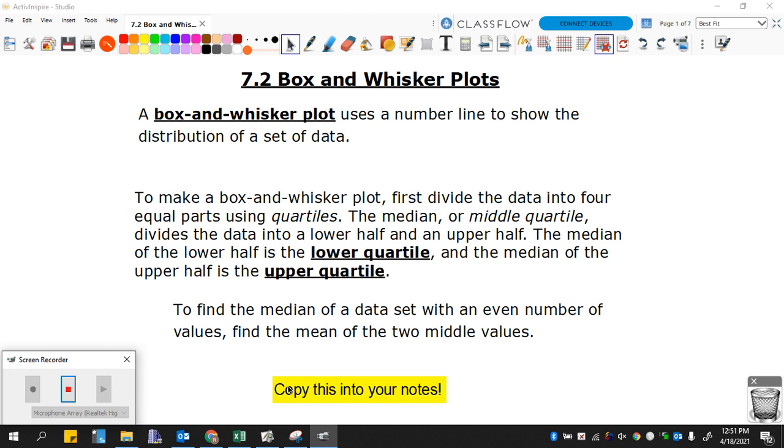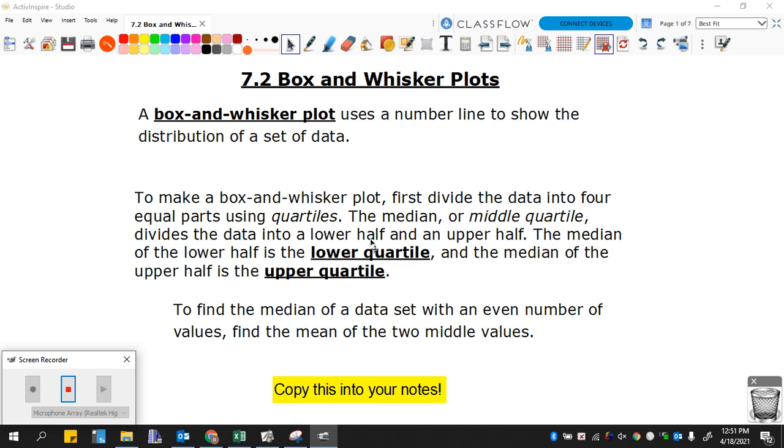All right, in this lesson, we're going to talk about box and whisker plots and how they show and represent data, and also how to draw them. A box and whisker plot is simply a tool that uses a number line to show how data is distributed. To make a box and whisker plot, we first have to arrange the data from smallest to largest, and then we divide the data into 4 parts called quartiles.